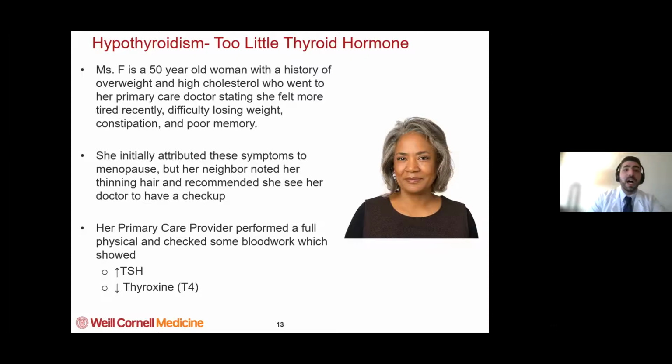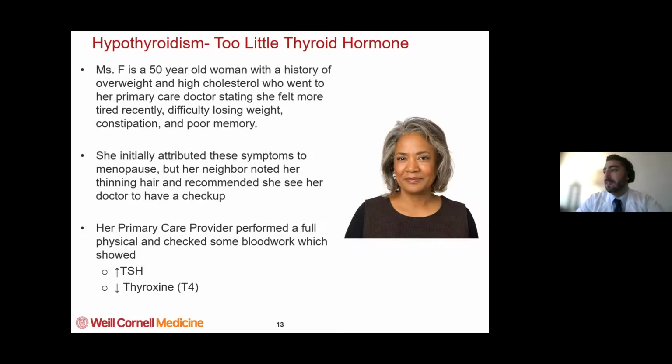So moving along to hypothyroidism, or too little thyroid hormone, we have Miss F, who is a 50-year-old woman. She has a history of being overweight and high cholesterol, and she went to her primary care doctor stating she felt more tired. She was experiencing difficulty losing weight, had some constipation, and she noticed her memory wasn't as sharp as it used to be. She initially attributed these symptoms to menopause. However, her neighbor pointed out that her hair was thinning, and recommended that she go to her doctor to have a checkup.